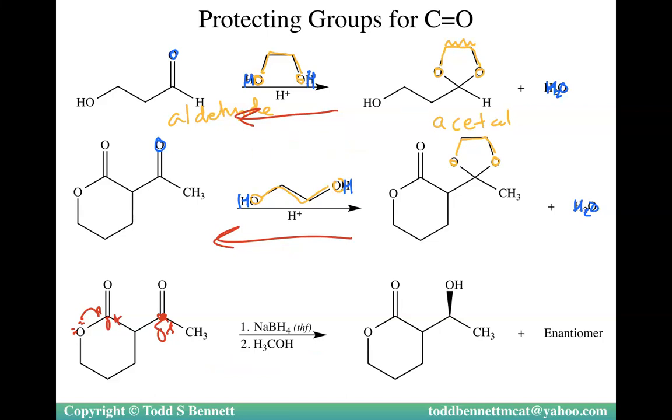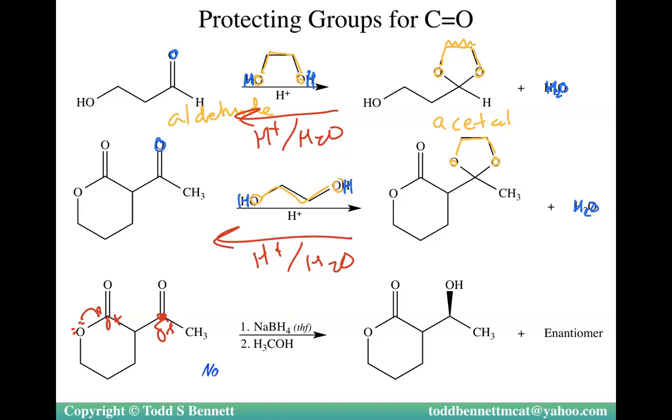So H plus and water to take this off. If I have very little water, it goes forward. If I add water, it goes backwards. So it's a very easy group to put on and take off. Again, we always want to use mild acid to prevent other reactions. So the motto in chemistry: barely get things done. Scoot by. Take the lowest possible route you can so you don't get side products.